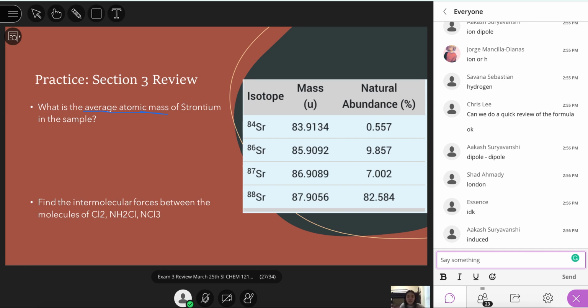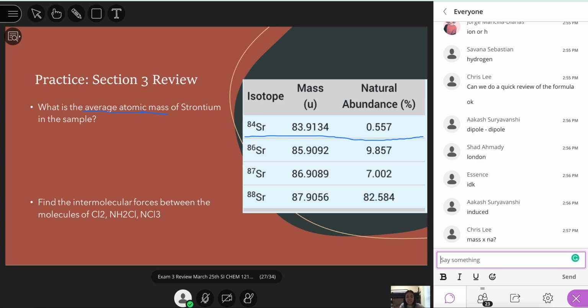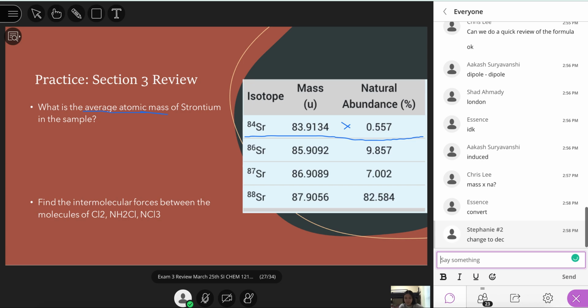What are we doing here? We have 84 selenium, right? What do we do with that? Yes, exactly, you're going to multiply it. Do you multiply it as is, or is there something we should do first? Does anyone remember? Convert, yep, you're going to change it to a decimal first.